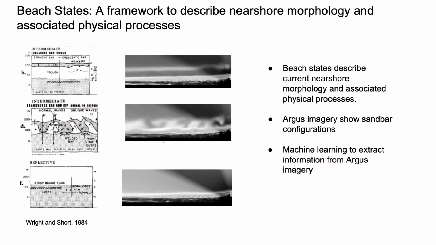This framework was first developed by Wright and Short in 1984. A few examples of their sketches of beach states and their associated physical processes are on the left, and the corresponding ARGUS imagery is on the right. During their observational study, they observed the nearshore morphology evolve over time and noted which sandbar and shoreline configurations were most persistent. Then they associated each of these configurations with distinct physical processes and categorized them into different classifications.